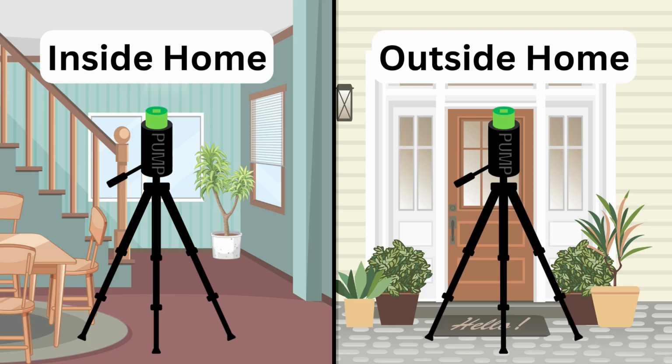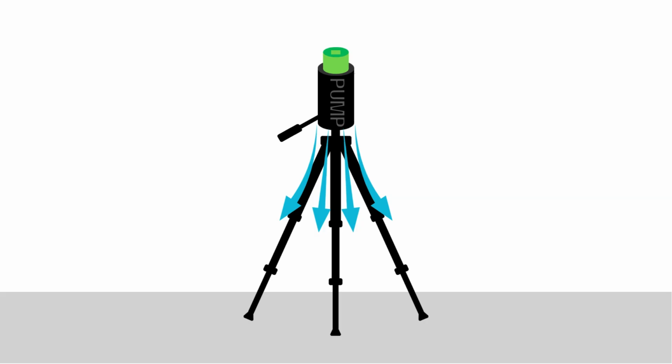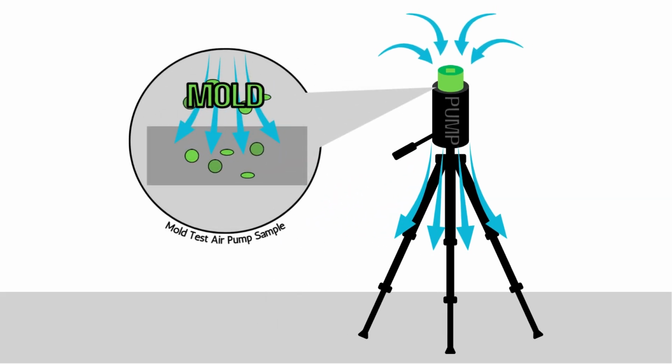An air sample mold test captures airborne mold spores from the indoor and outdoor environment using a device called a spore trap. It pulls air through a cassette and collects particles, including mold spores, on a sticky surface. The samples are then sent to a certified lab. By comparing indoor and outdoor samples, we can tell whether the spore levels inside your home are normal, or if there may be an indoor mold issue.